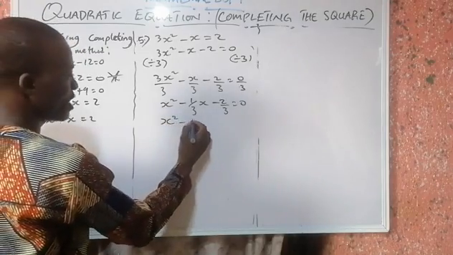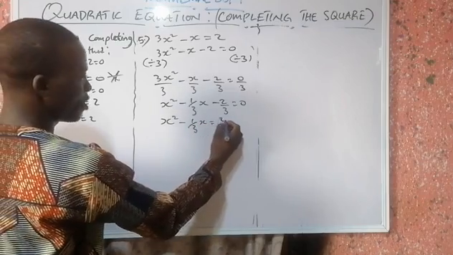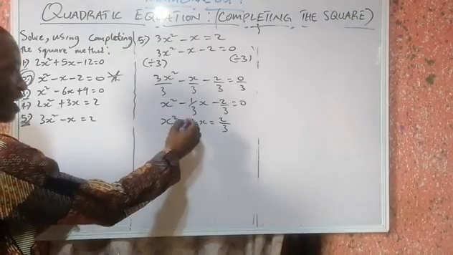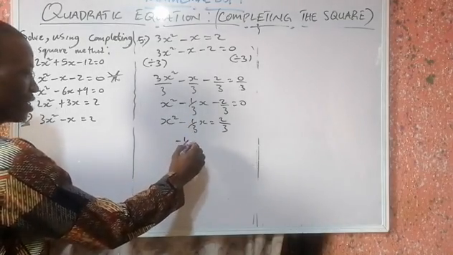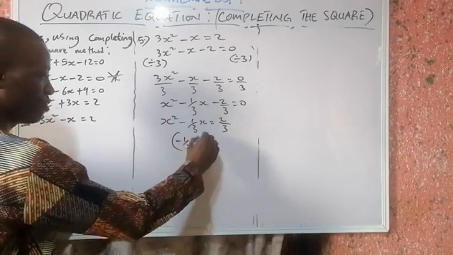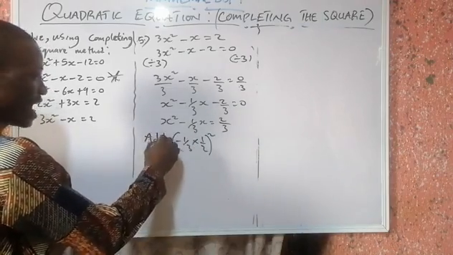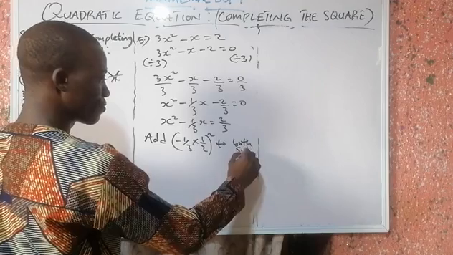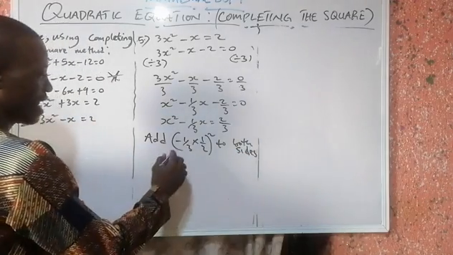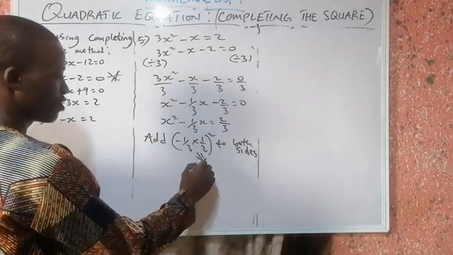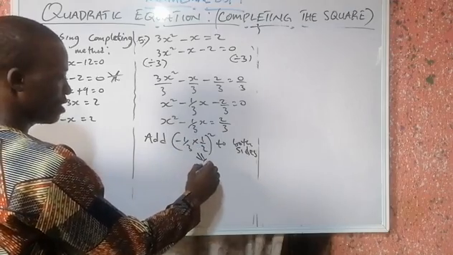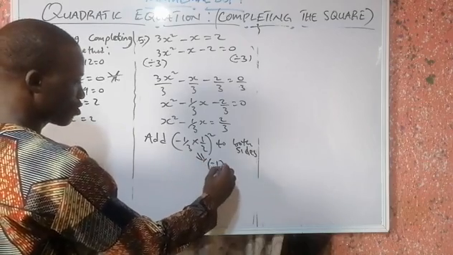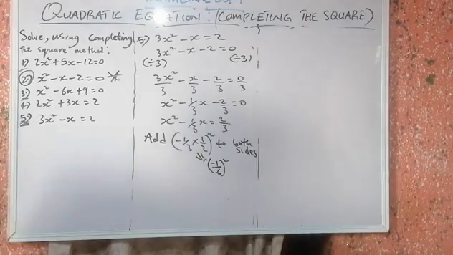Then sending my constant to that side, I'm going to have 2 over 3. Now the coefficient of x here is minus 1 over 3. I will multiply it by half, square it, then add it to both sides. That will result in minus 1 over 3 times 2, that will be 6. So this is the square of what I'm adding to both sides.